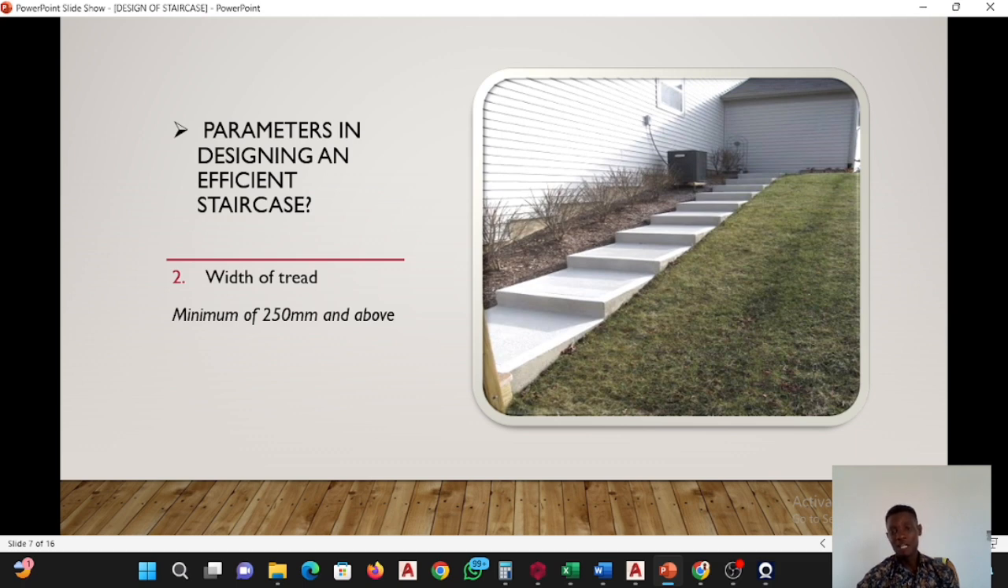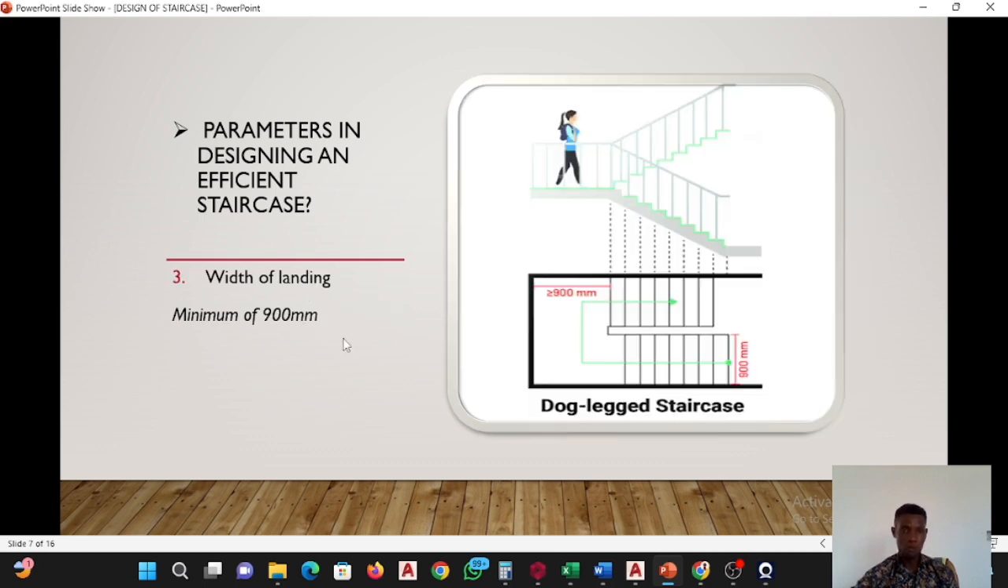You can have from 250 mm, you can have 300, 400, 500, depending on the space you have. So these are the thread. This flight is about 800 mm to 1 meter. So you should know that the minimum width of the thread is 250 and above. Now, another parameter is the width of landing. The minimum width of landing is 900.